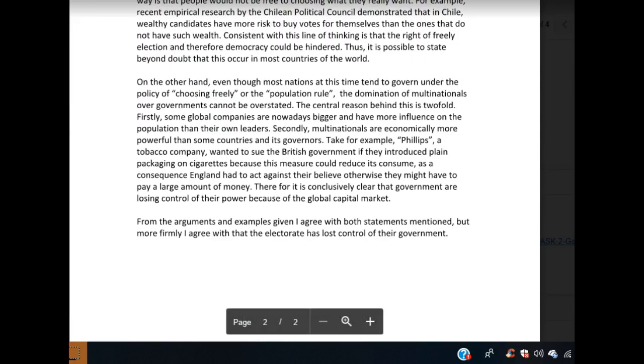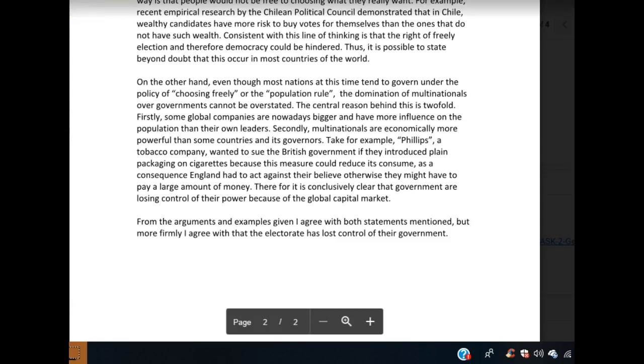Then, on the other hand, even though most nations at this time tend to govern under the policy of choosing freely or the population rule, the domination of multinationals over governments cannot be overstated. The central reason behind this is twofold. Firstly, some global companies are nowadays bigger and have more influence on the population than their own leaders. Secondly, multinationals are economically more powerful than some countries and their governors. So, taking for example Philips, a tobacco company.